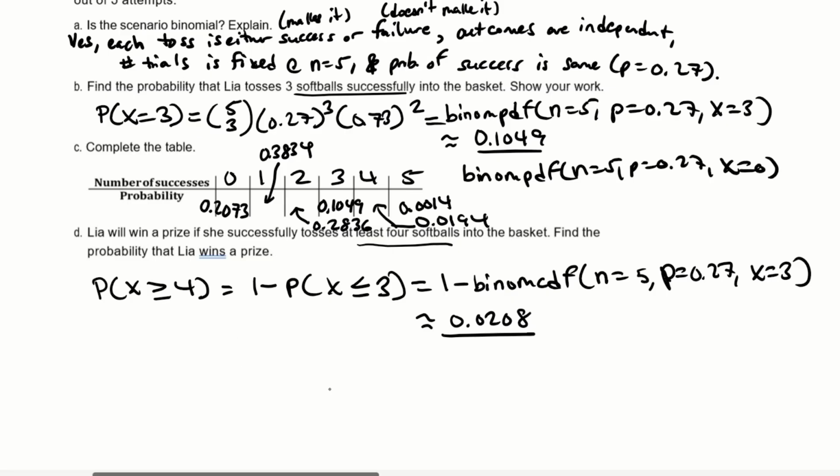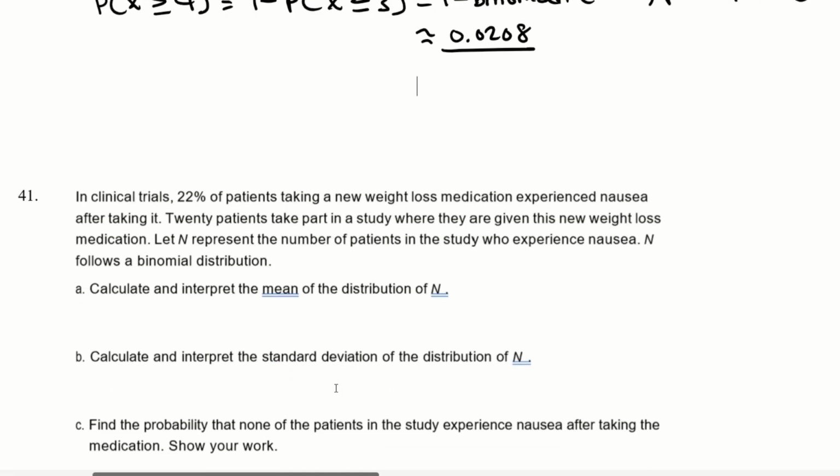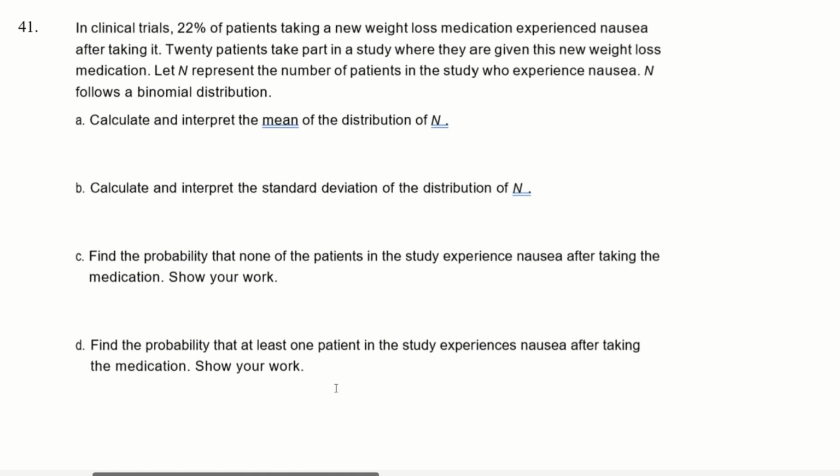Okay, so let's do number 41. In clinical trials, 22% of patients taking a new weight loss medication experience nausea after taking it. 20 patients take part in the study where they are given this new weight loss medication. Let n represent the number of patients who experience nausea. N follows a binomial distribution. Calculate and interpret the mean of the distribution of n.